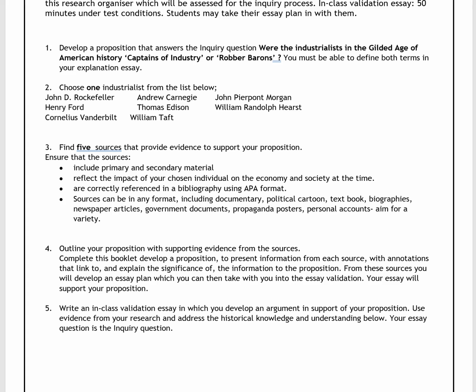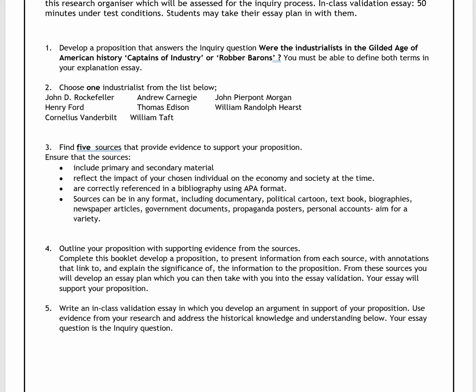So the 5 sources that you need to find include a mixture of both primary and secondary material. Really look for material or sources that show the impact of your chosen individual. And yesterday we looked at political cartoons, and that's definitely showing a social impact and commentary of these actions of these tycoons. You've got to make sure you reference, there is a mark attached to that, using the APA format, which is the All Saints Standard.